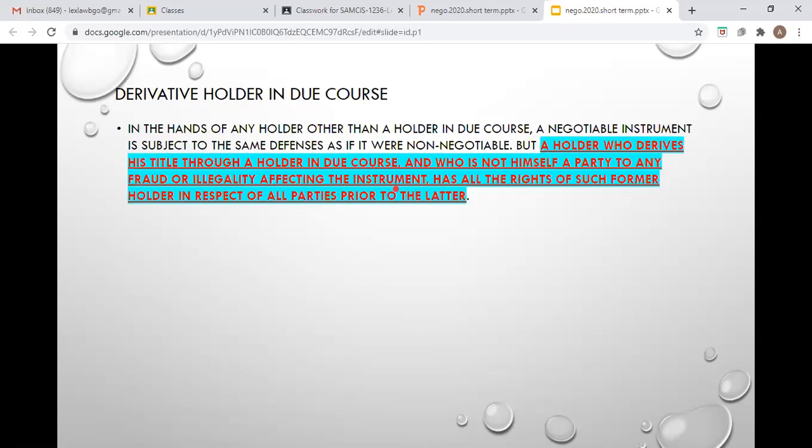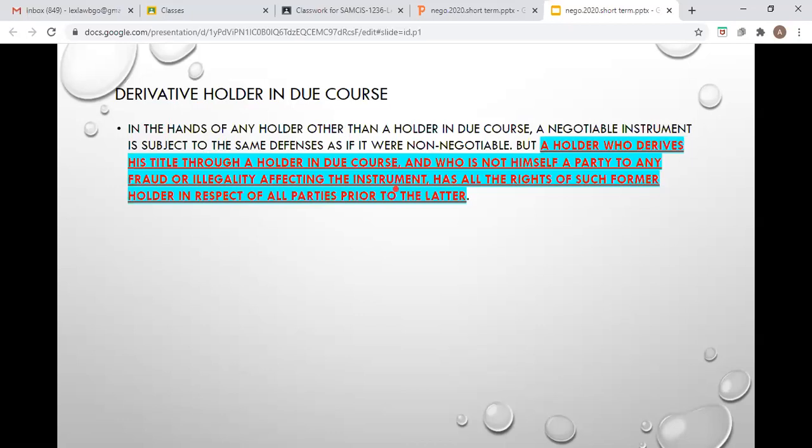So, uulitin ko, yung pinag-uusapan natin dito is really a holder not in due course. He did not meet the requirements under Section 52. However, instead of exercising only two rights, the right to receive payment and then the right to sue, he will be granted the same rights as if he's a holder in due course. So instead of having just two rights, he will have 5 rights.